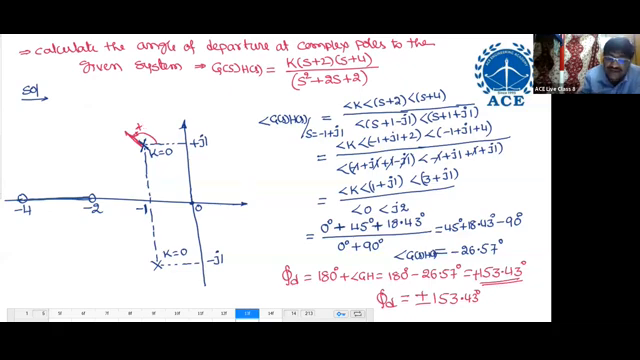Plus 153 degrees. So same, it should be symmetrical. Now that means you should get like this. What is the angle here? This should be minus 153 degrees. Minus 153 degrees, like this.